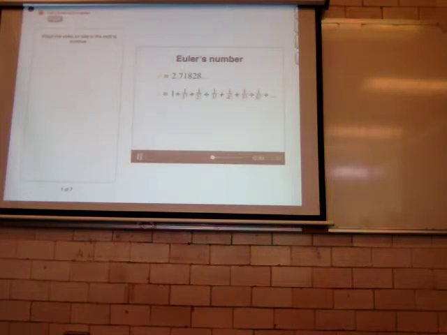One of them is that it's equal to 1 plus 1 over 1 factorial plus 1 over 2 factorial plus 1 over 3 factorial plus 1 over 4 factorial and so on. As you keep adding the 1 over factorial terms, this sum approaches, or converges, to E. What's the sum of the terms that we've listed here?